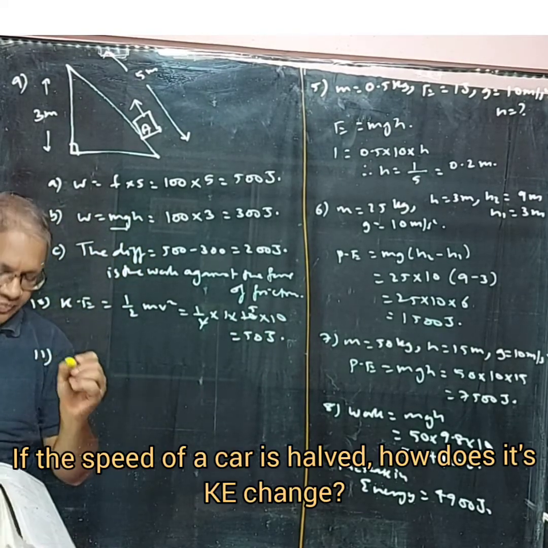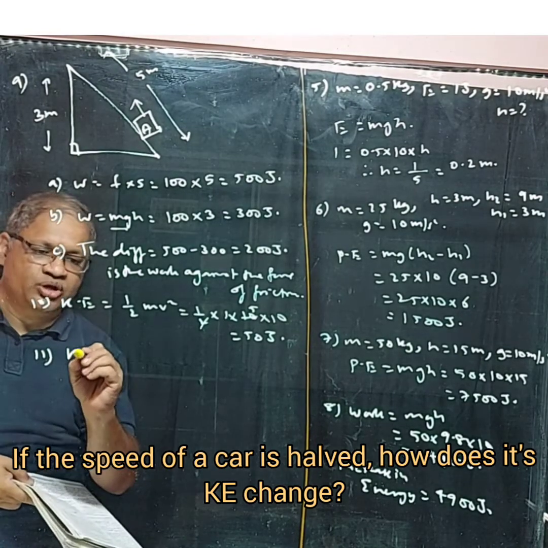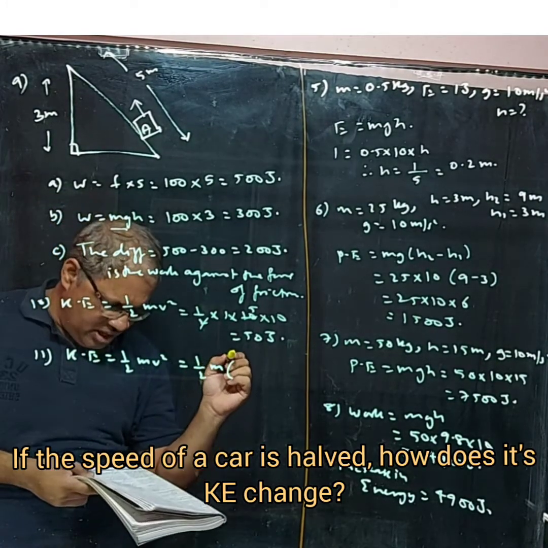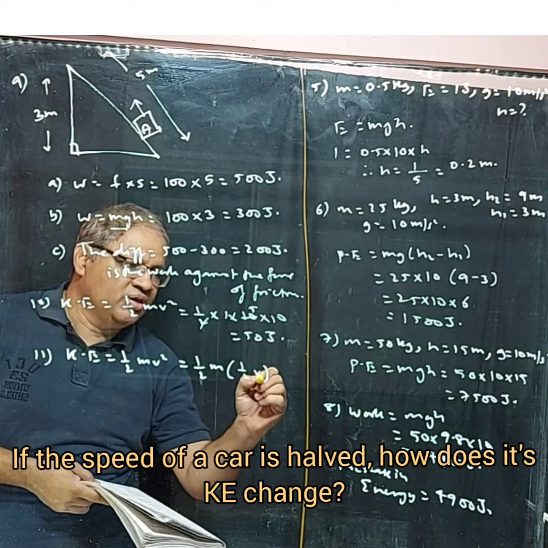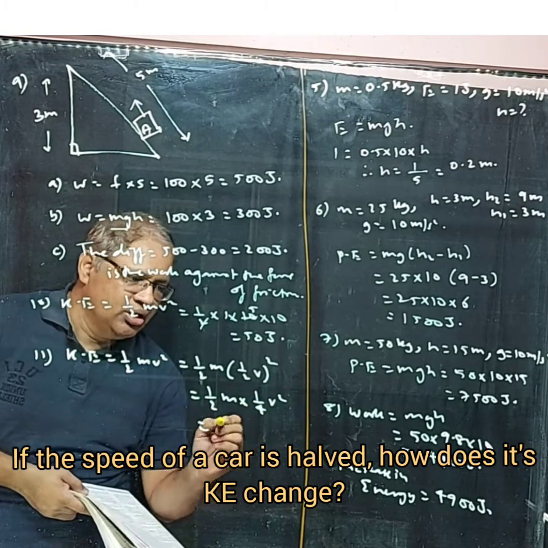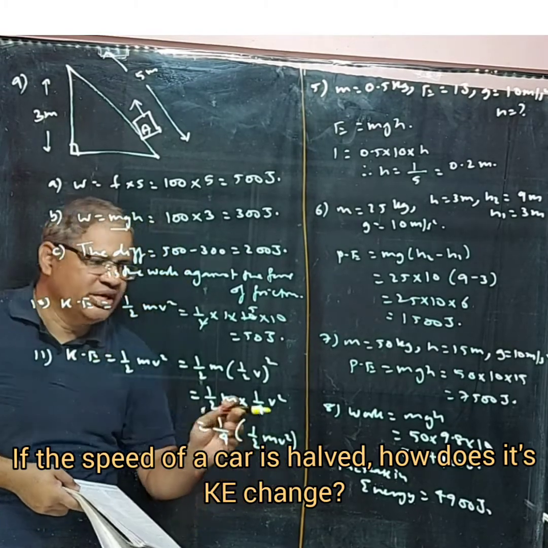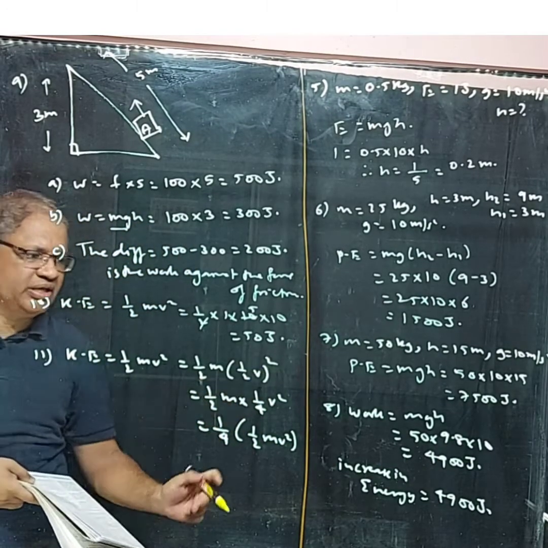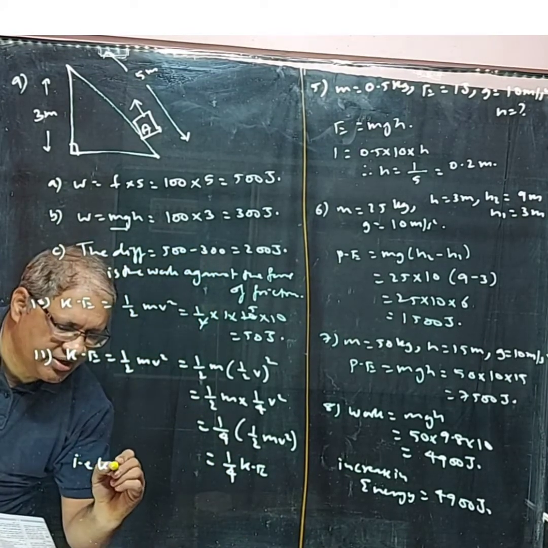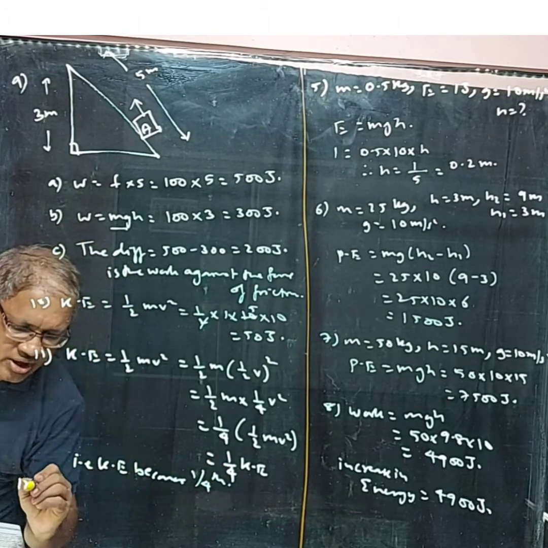Now 11th sum. If the speed of the car is halved, how does the kinetic energy change? So kinetic energy is half mv square. Now the speed becomes half, so half v. So this becomes half m into 1 by 4 v square. Now do some adjustment. Bring 1 by 4 outside and half mv square inside. So that means 1 by 4 kinetic energy. That is, kinetic energy becomes 1/4. That's your answer. Now 12th sum.